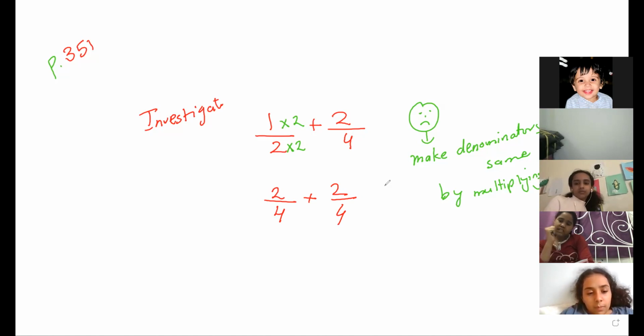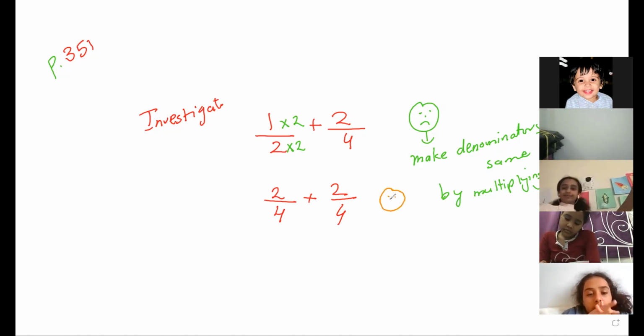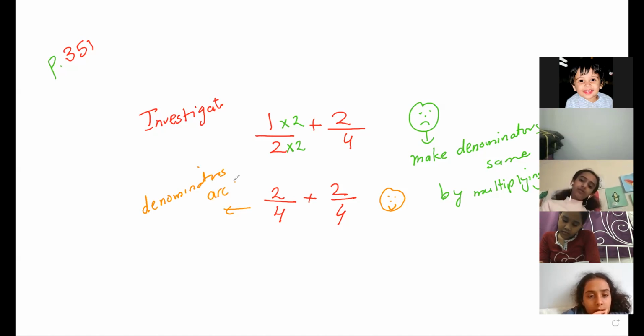Lee? Yes. Yes, miss. Diana? Are the denominators the same? Yes. So am I happy now? Yes, I'm happy. When the denominators are the same, you can add the numerators. If the denominators are the same, we can add the numerator.